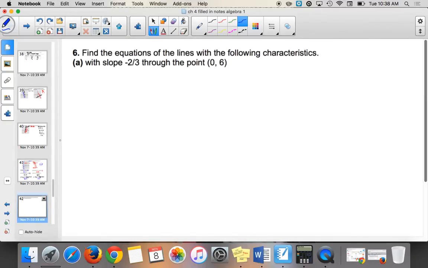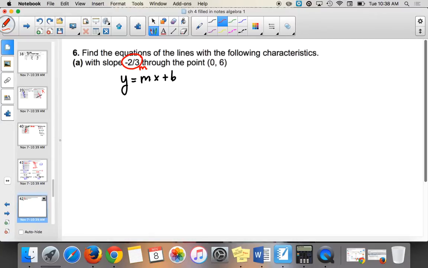So last little bit. It says find the equations of the lines with the following characteristics. So we're going to actually start from the beginning without graphing it, and come up with an equation. It says with a slope of -2/3 through the point 0, 6. So we're going to write our y equals mx plus b, and we're going to identify what each thing is. So what's -2/3? What does it replace? M. How about 0, 6? Is that anything? It actually is the y-intercept. Why does it have to be the y-intercept?